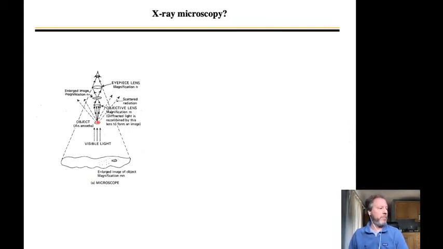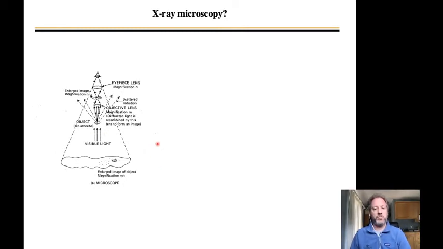So anyway, the way a microscope works is you have an object, you have an objective lens, and you have an eyepiece lens, and you can get a magnified image because the light comes into your image and it can be refracted through the lenses and can cause you to have an enlarged view. So that's what microscopy is. You can't build an X-ray microscope. X-rays cannot be focused the way that UV visible light can.